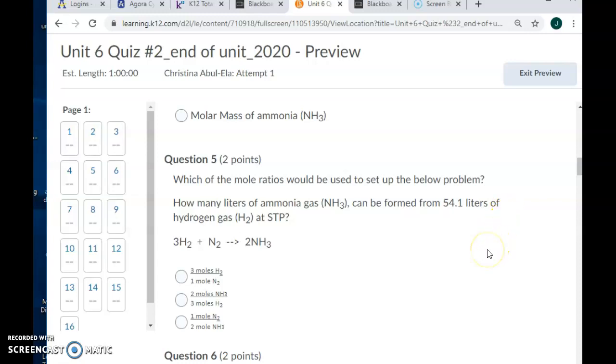We have 3H2 plus N2 yields 2NH3. Is it 3 moles of hydrogen over 1 mole of nitrogen, 2 moles of ammonia over 3 moles of hydrogen, or 1 mole of nitrogen over 2 moles of ammonia?